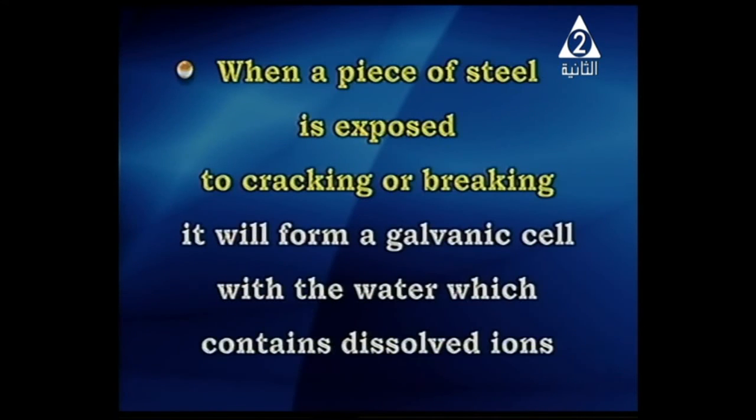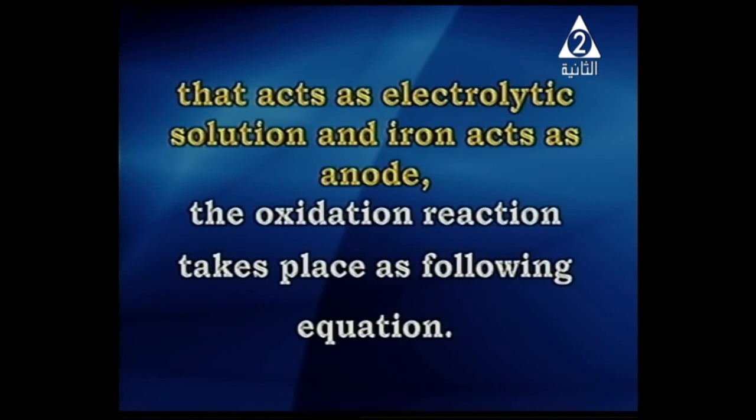After that, when the piece of steel is exposed to cracking or breaking, it will form a galvanic cell with the water, which contains dissolved ions. Dissolved ions means here the ions of iron that dissolve in water in the presence of oxygen. That acts as the electrolytic solution, and the iron acts as the anode. So the oxidation reaction takes place in the following equation.